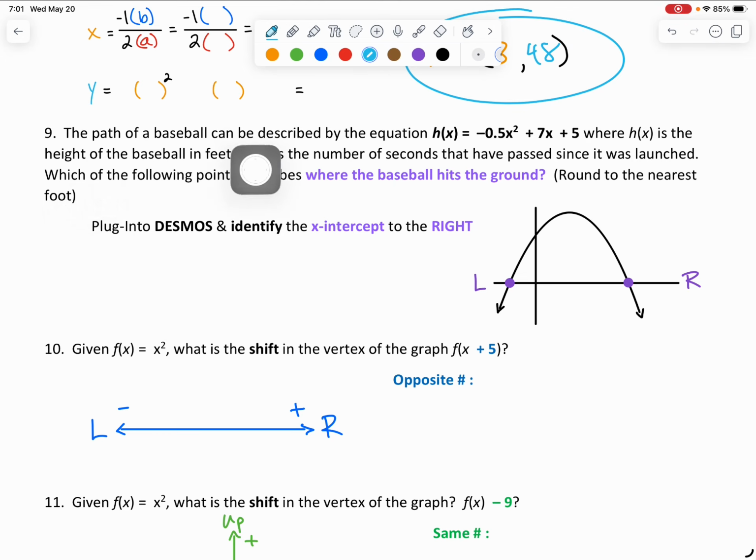The path of a baseball can be described by the equation h of x equals negative 0.5x squared plus 7x plus 5, where h of x is the height of the baseball in feet, and x is the number of seconds that have passed since it was launched. Which of the following points describes where the baseball hits the ground? Round to the nearest foot. Plug into Desmos and identify the x-intercept to the right. So when we're looking at our parabola graph, it's where is that ball going to land when it hits the ground? All right, so let's go back to Desmos.